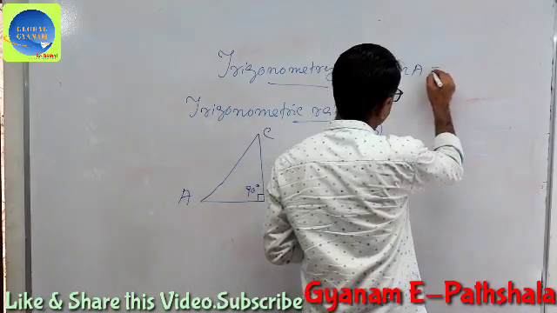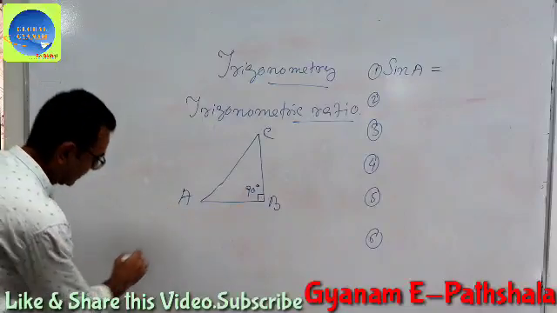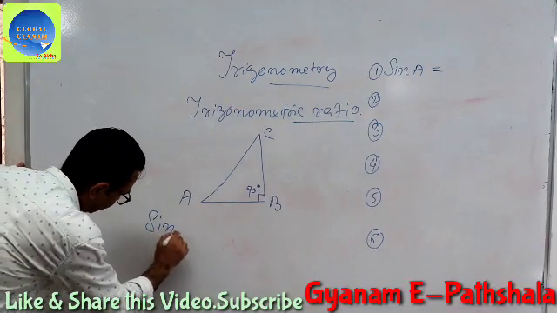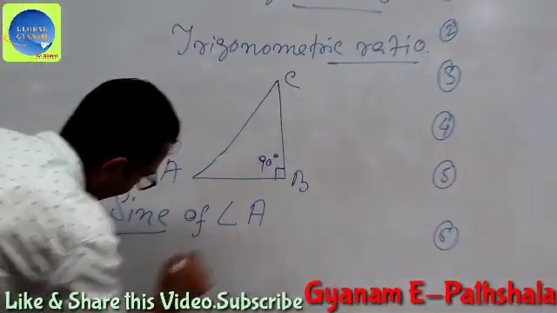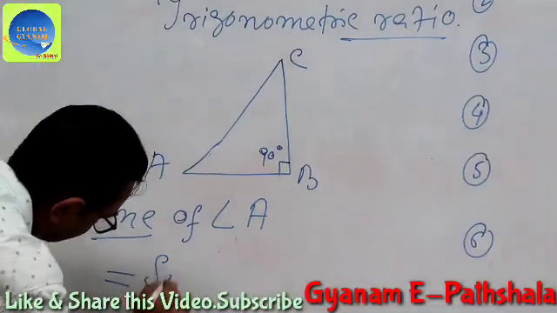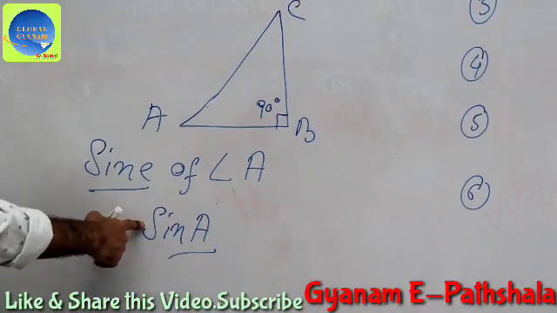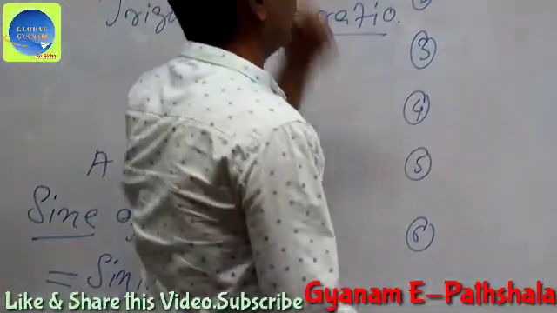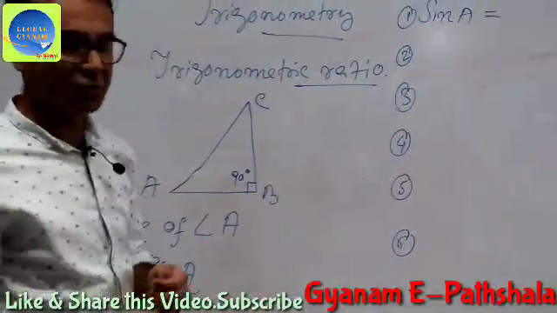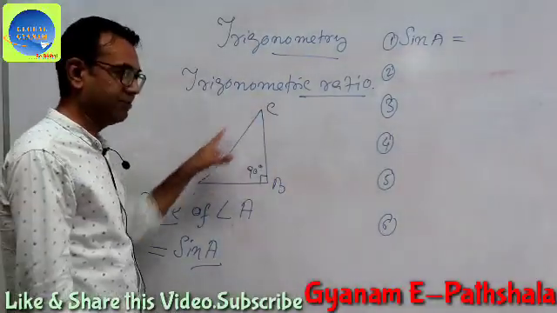By definition, what is sine A? By sine A we mean sine of A. Actually this is S-I-N-E, sine of angle A. In short we write it just S-I-N, sine A. S is small, not capital. Now what is sine of A? Sine of A is nothing but the ratio between the opposite side and the hypotenuse.